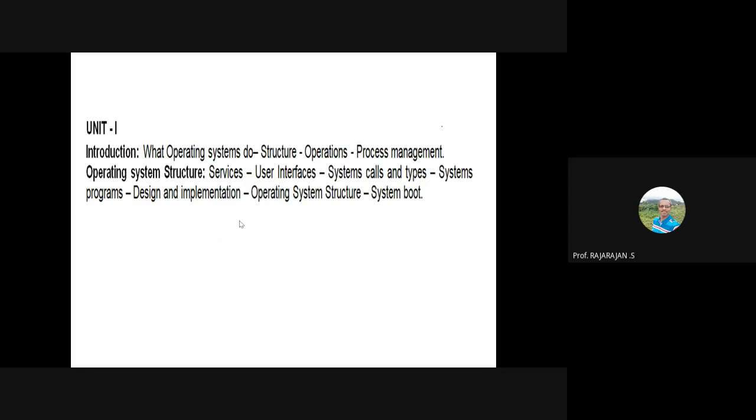So these are the topics of unit one. It has got introduction, operating system structure, system calls. Those are the topics to be covered. System boot is the last topic.